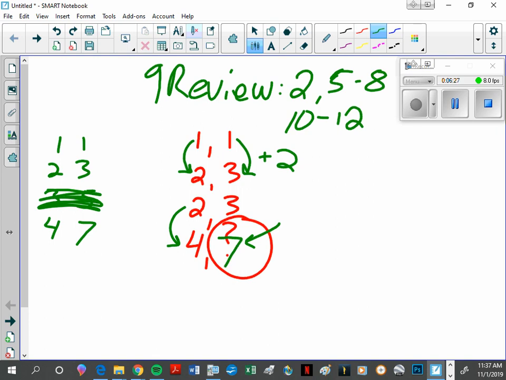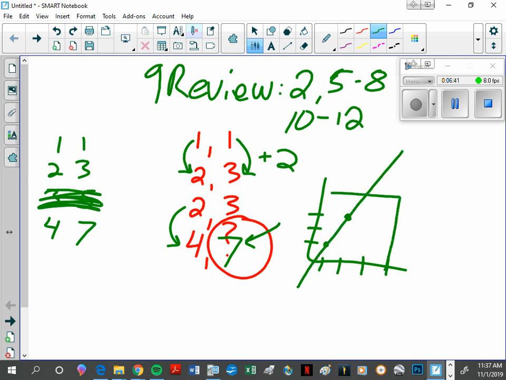Now, the other way you can look at that is to graph 1, 1, 2, 3, and then 3, 4. You draw that line, and you see that's a terrible line, but whatever. Sorry.